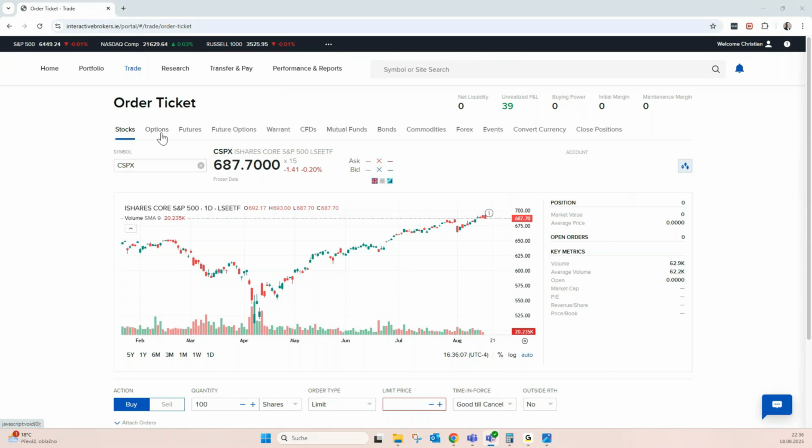But you can also do it with options, just simple long calls on the euro. For example, you can also trade, I think, with some cash accounts, or you can do it also with an ETF. That's also a possibility.